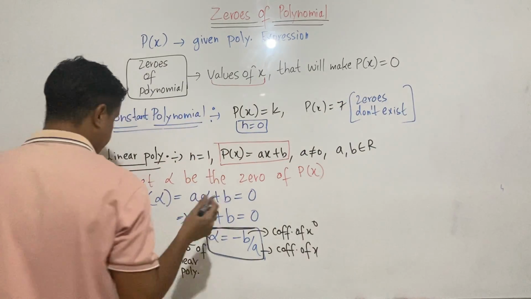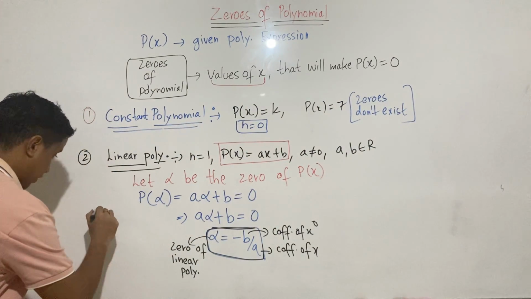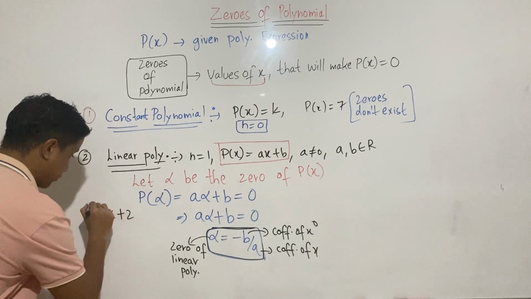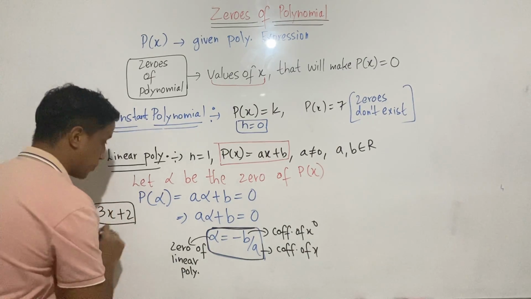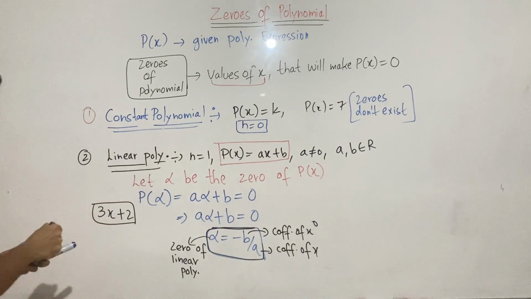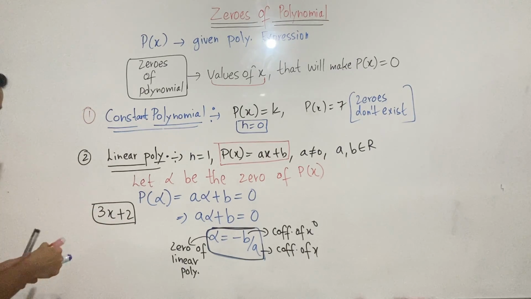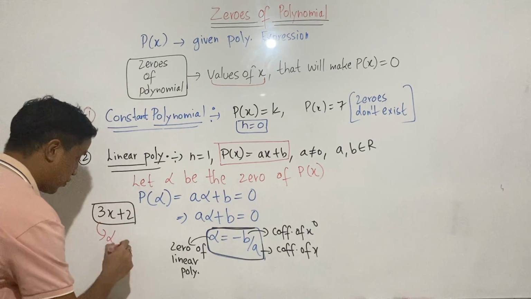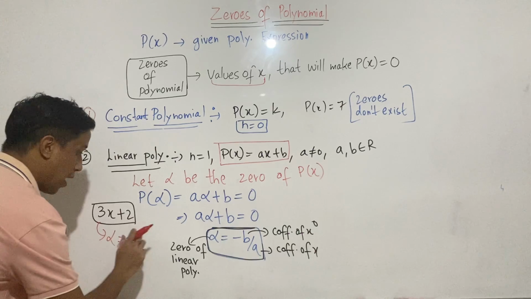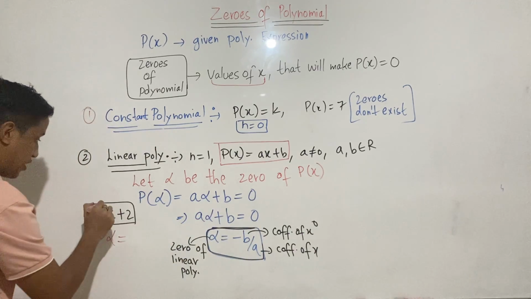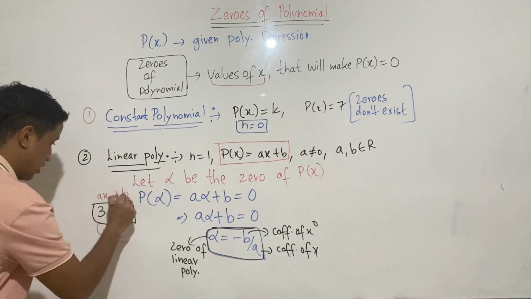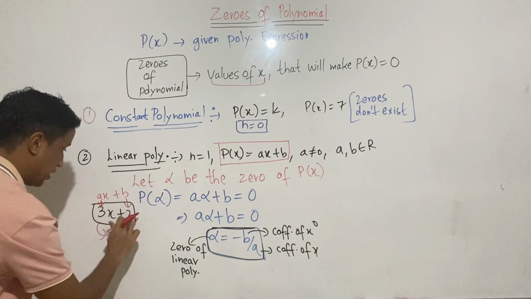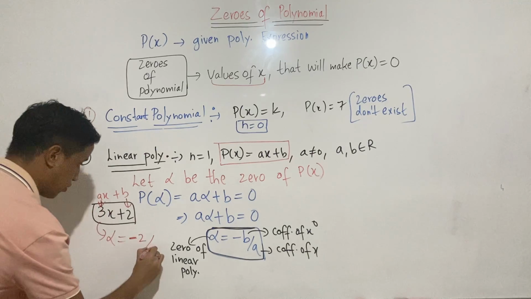For example, 3x plus 2. This is a polynomial expression and you have to find the 0. So I will just put the formula: let alpha be the 0, and the value of alpha would be minus b by a. Now see here, this is ax plus b, so a means 3, b means 2, so minus b by a is minus 2 by 3.